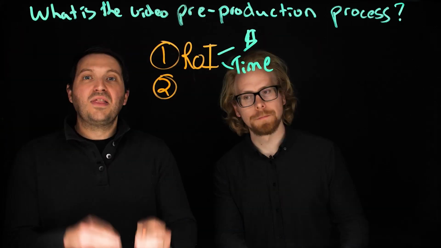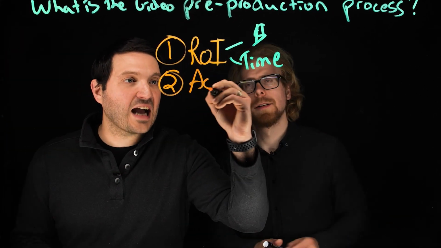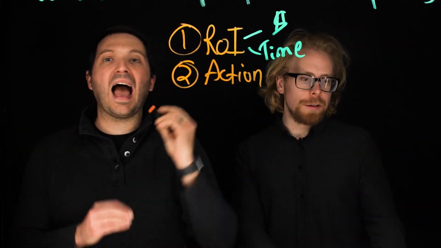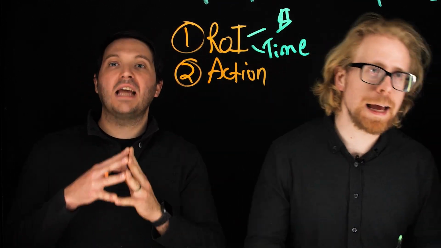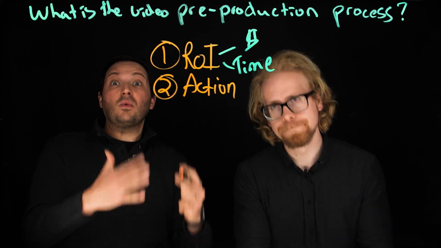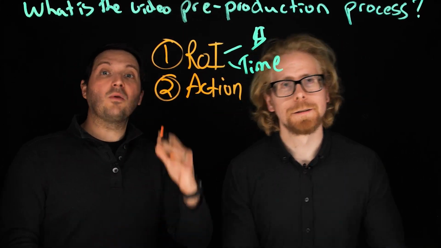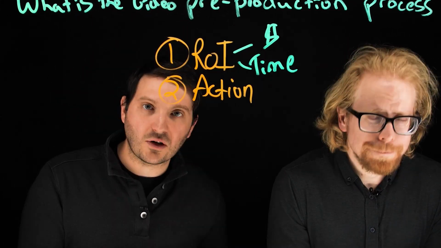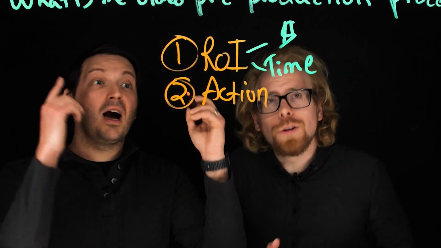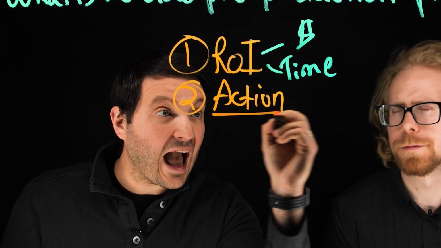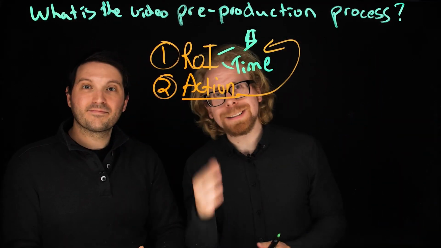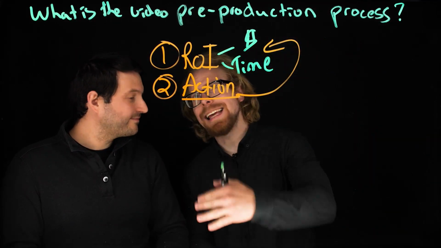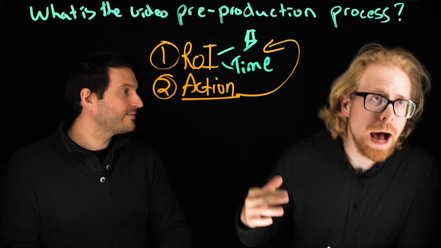What's the second part, Hector? The second thing is actions. Now, what do we mean by actions? What actions do we want your viewers to take? Not only what is it we want them to learn, but more importantly, what action, what behavior we want them to take. Yeah, what do we want them to do? Because by doing actions, it will lead to results. Your viewers' action will lead to your ROI.